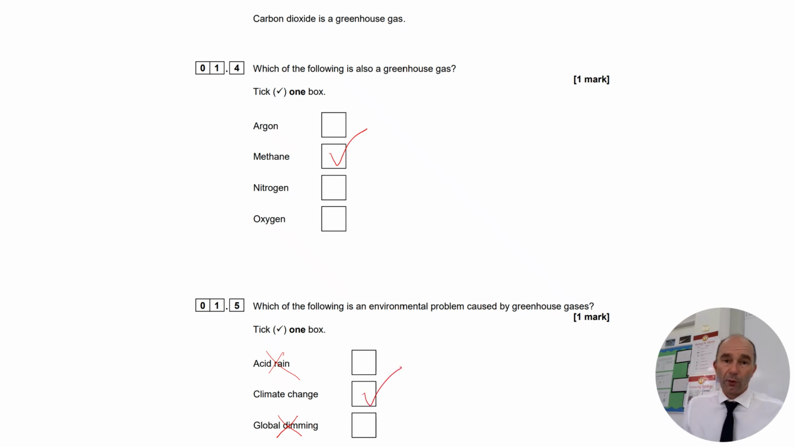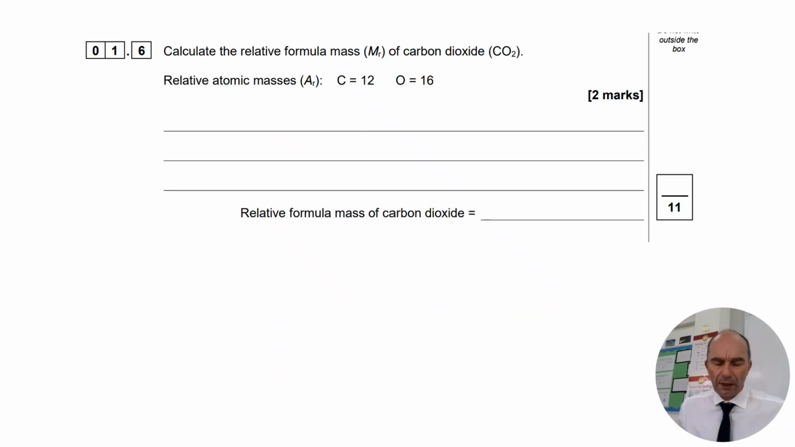So anything like global warming, climate change, that's where your answer needs to be. Right, next one. And then we're just trying to get some maths into this question. 1.6, calculate the relative formula mass of carbon dioxide, CO2.